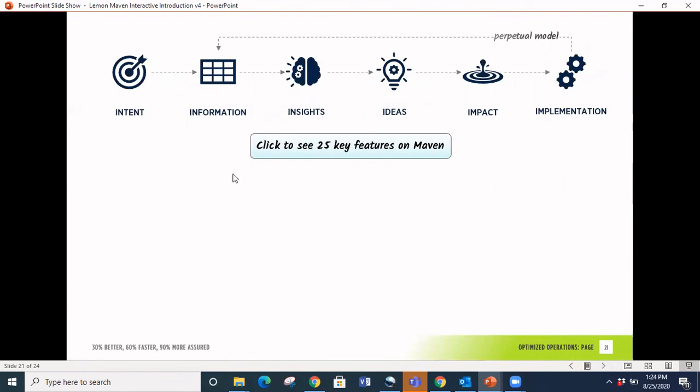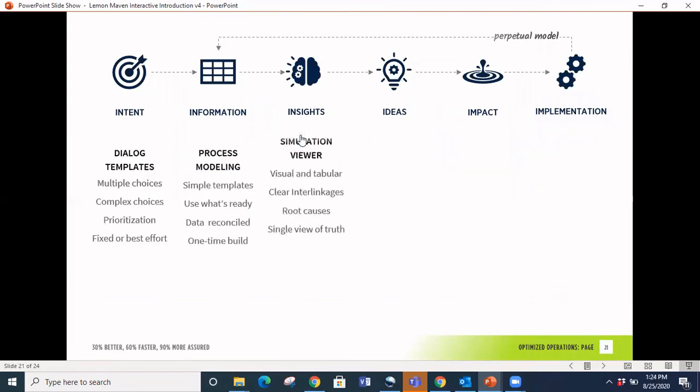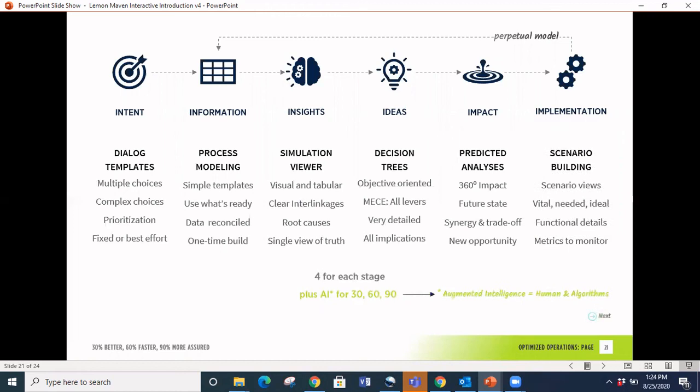Some of the key features on Maven which our clients loved, based on their feedback, we have mentioned here. The clients have identified that Maven adds value at each stage of the 6 I's journey, which I have shown earlier. They have realized that their intent setting is much more structured now, and they are able to prioritize their goals based on Maven's outputs. Their information gathering, or their process of creating process repositories, is much more quick and easy given Maven templates and the automated way of doing that.